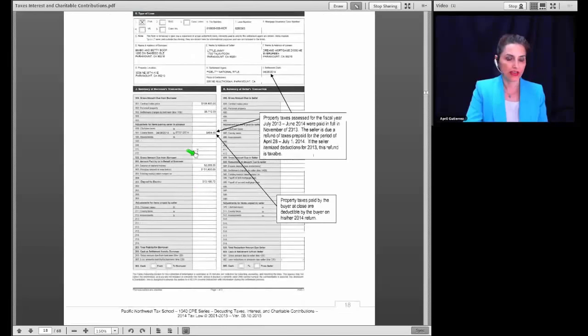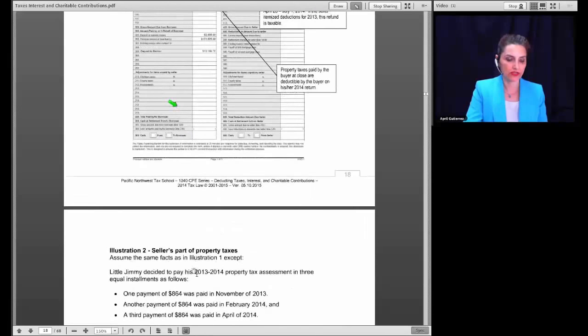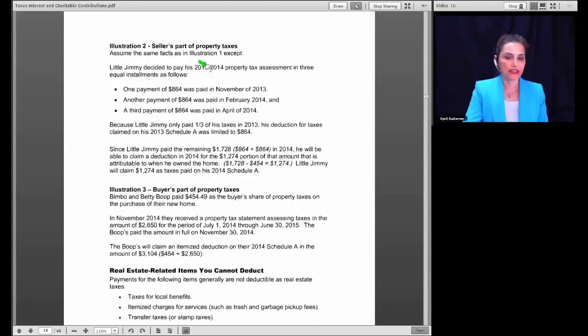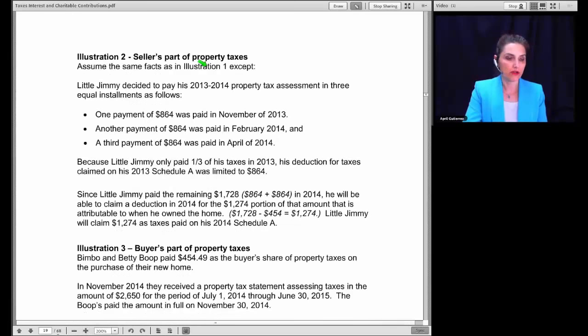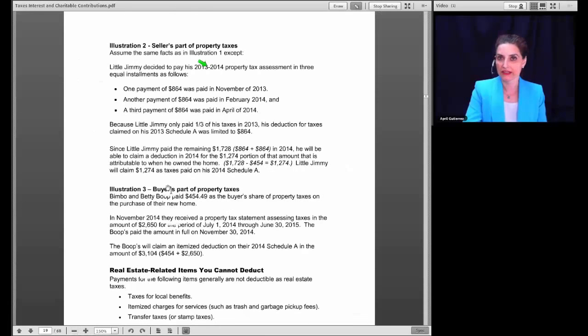And he would enter that on line 10 of his 2014 return. All right, let's take a look now at illustration number 2, because in the first illustration, we have Jimmy claiming a deduction in 2013 for an entire fiscal year because he made the payment for the entire fiscal year in 2013. But not everyone is going to pay their property tax bill all at once.